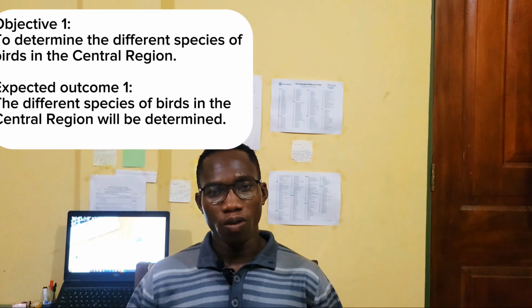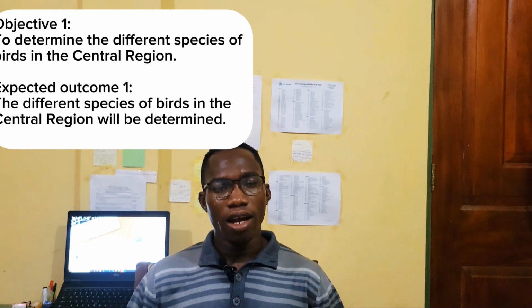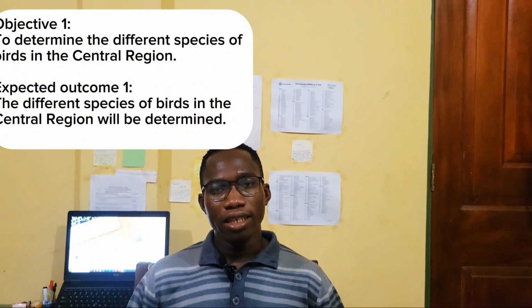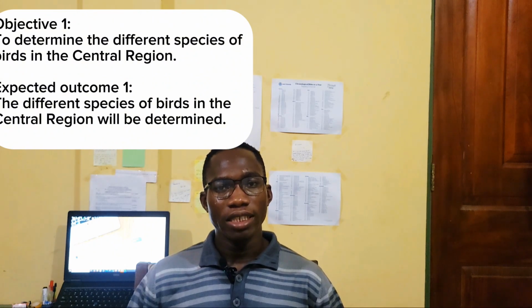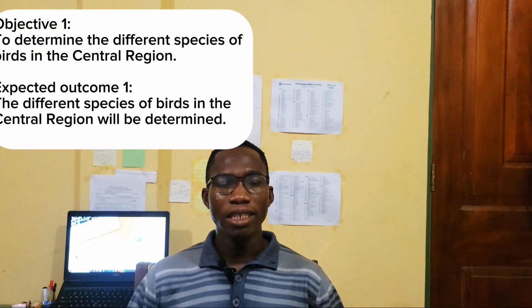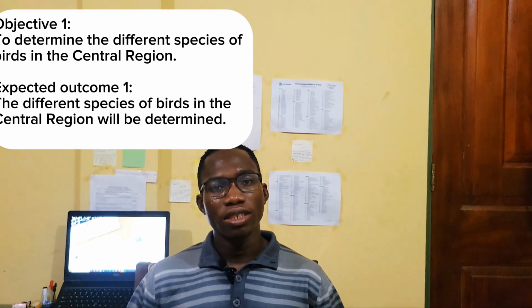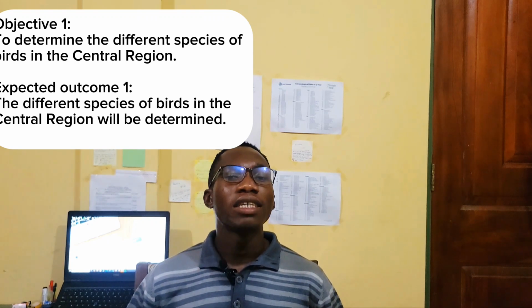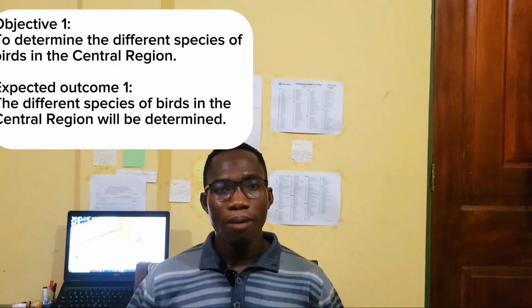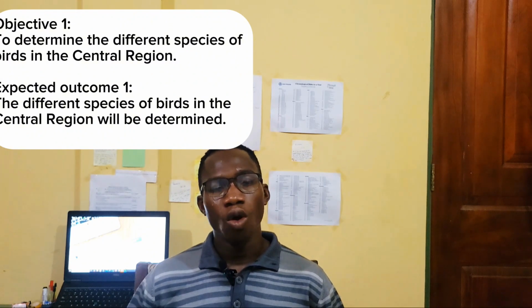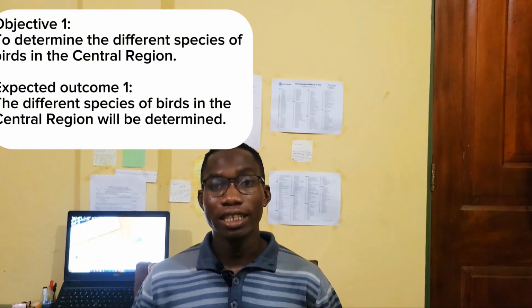I'll bring a colon there before I bring the first expected outcome. Then I'll say, the different species of birds in the central region will be determined. The objective was to determine, but in the expected outcomes I bring "will be determined" at the end of the sentence, making it an expected outcome. So you can do this for all three or more objectives that you have. Each objective must correspond to each expected outcome.